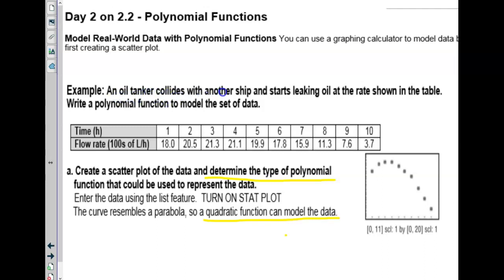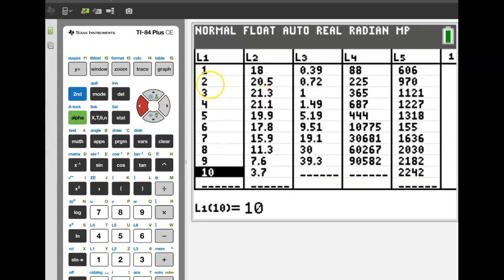An oil tanker collides with another ship and starts leaking oil at the rate shown in the table. So after 1 hour, it's leaking this many liters per hour. Then it gets worse and worse, but then it starts to slow down the flow of the oil, okay? So I put the information in, because I'm just that ready today. I put it in list 1 and list 2.